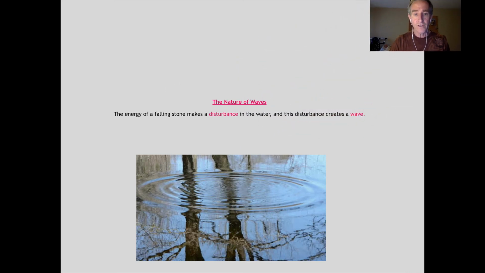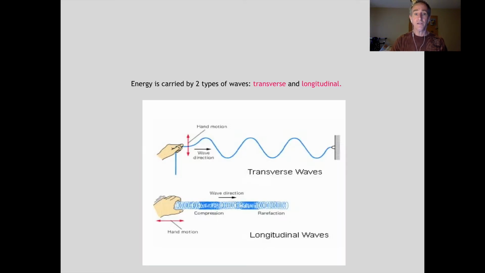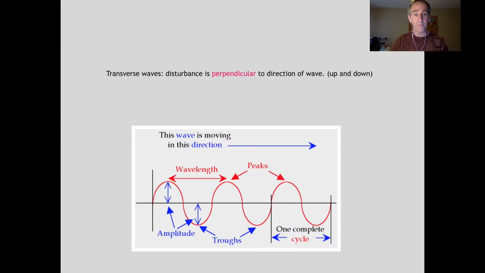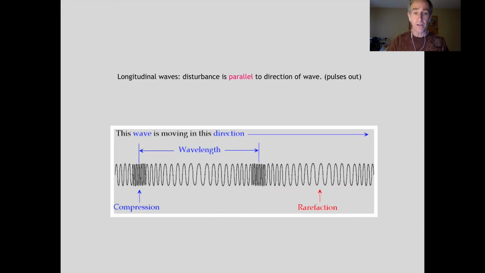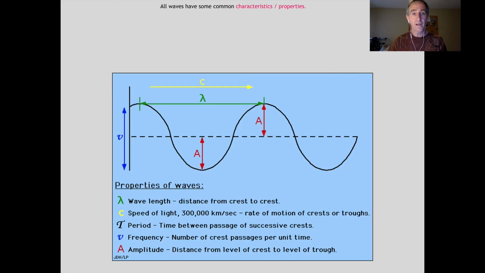The energy of a falling stone makes a disturbance in the water, and this disturbance creates a wave. Energy is carried by two types of waves, transverse and longitudinal. Transverse waves are waves where the disturbance is perpendicular to the direction of the wave. It goes up and down. And longitudinal waves are where the disturbance is parallel to the direction of the wave. It pulses out.